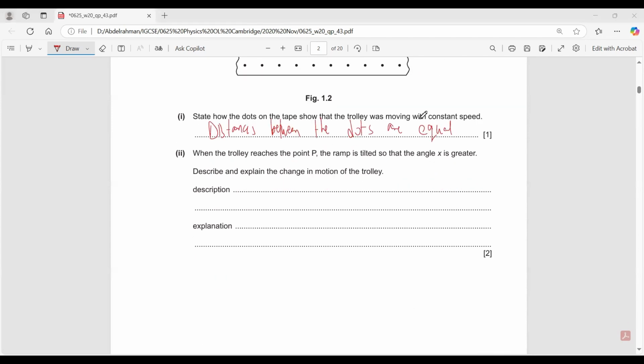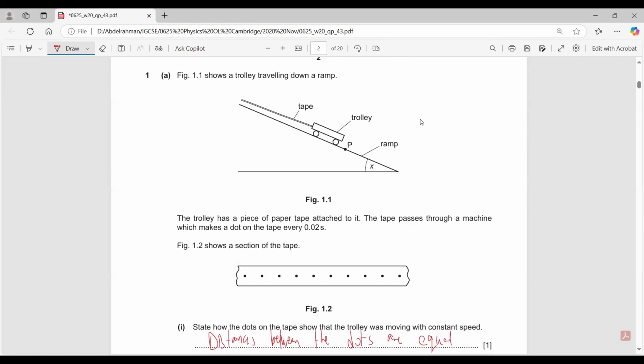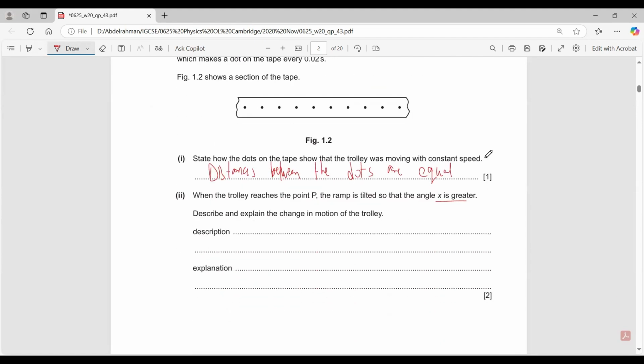When the trolley reaches point P, the ramp is tilted so that the angle x is greater. Describe and explain the change in motion of the trolley. When the angle x is greater, the ramp is somewhat like this. What happens to the speed? The speed increases, yes? The speed increases or it's accelerating.